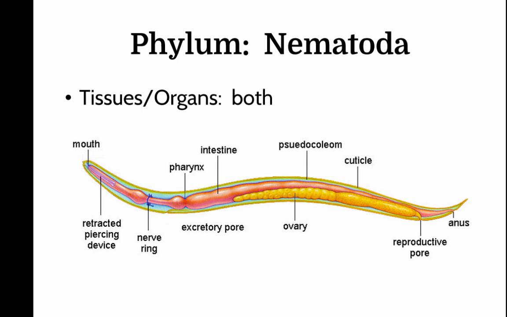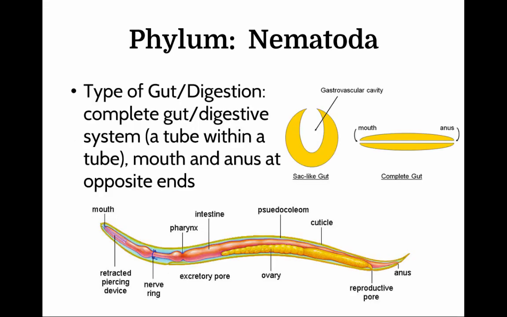In terms of tissues and organs, they have both. And in this diagram, you can see the digestive and reproductive systems and the organs involved with both of them. And for the first time in evolution, we have a true complete gut. We have a beginning and an end with a mouth, the digestive system, and then finally ending with an anus.